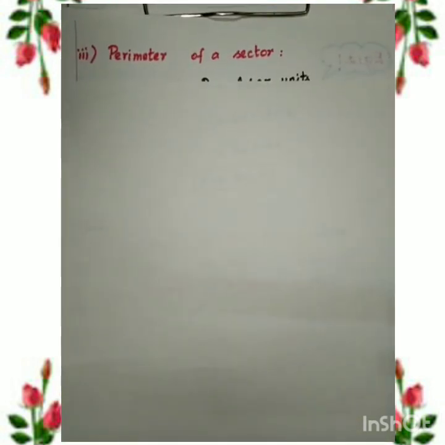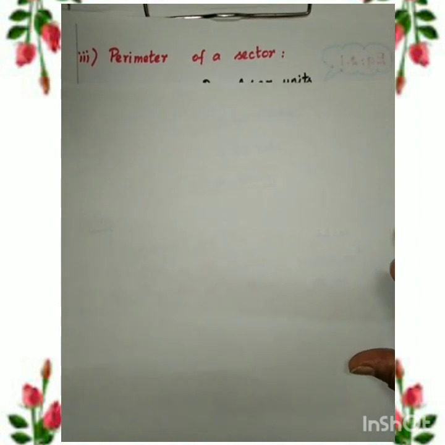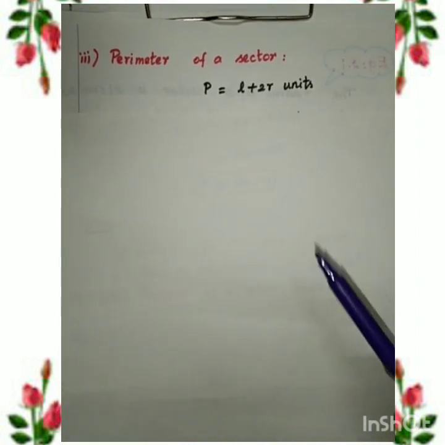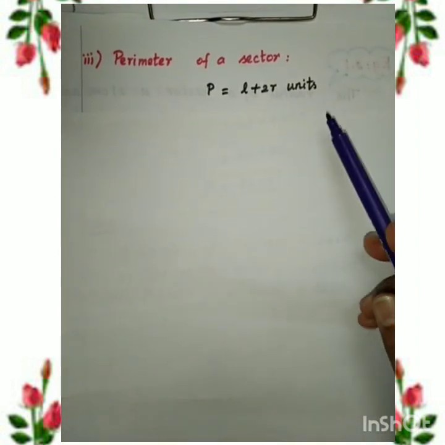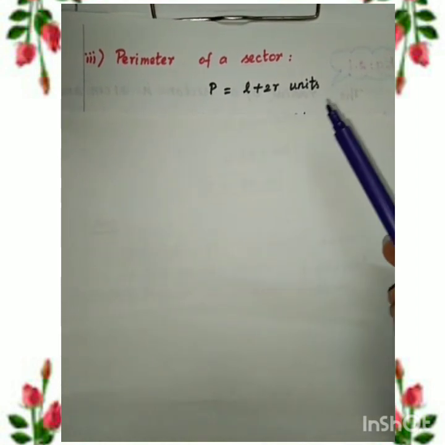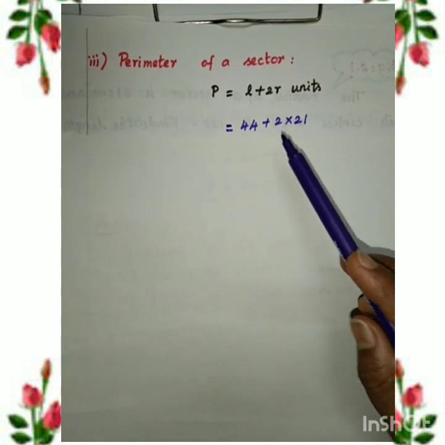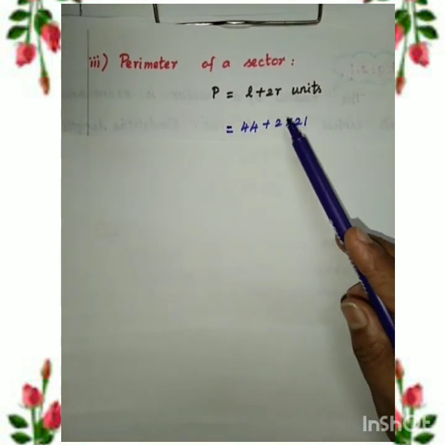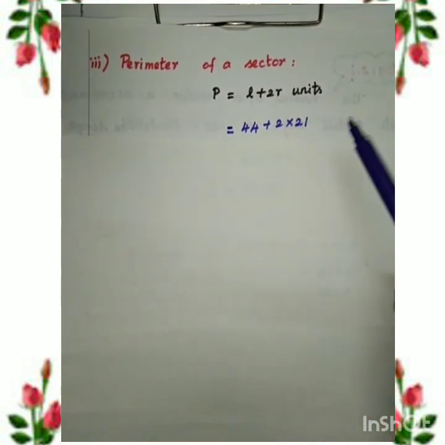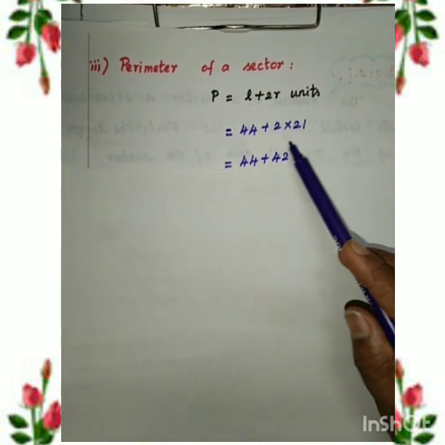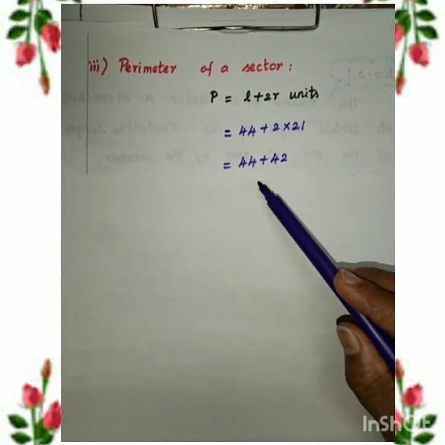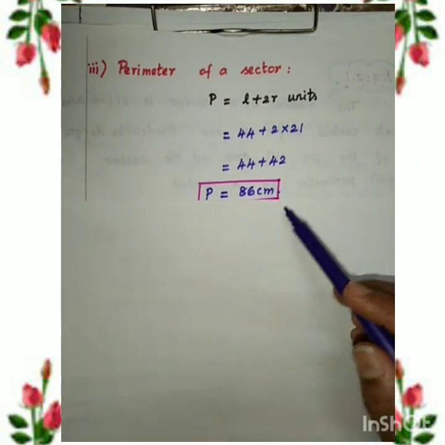Third subdivision, perimeter of a sector. The formula for perimeter of sector is P equal to L plus 2R units. We know the value of L and radius already given in the question, so we can substitute those values. L is 44 plus 2 into radius 21. So 2 21s are 42. So 44 plus 42 is 86 centimeter.